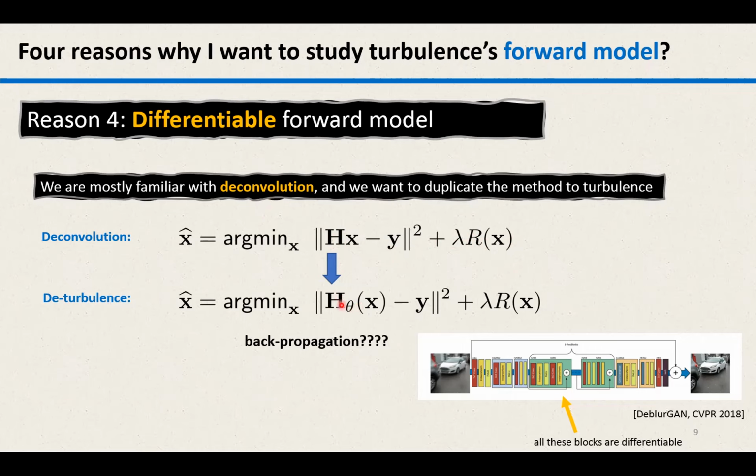However, in order to solve this problem, you need to have access to H. And you also want this H to be back propagation enabled, meaning that it has to be differentiable. If you look at a typical deep learning network, all these modules are differentiable. And so if this H is not differentiable, then you have big trouble plugging it into a formulation like this and trying to solve the inverse problem. Okay, so these are the 4 big reasons that we want to study the turbulence forward model. And that's a very important reason that we want to focus so much on this forward model, because if you don't understand the forward model, many of these things cannot be done.